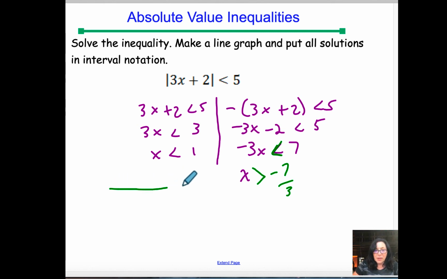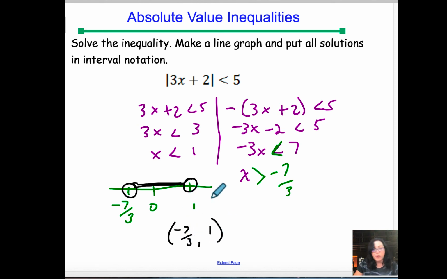So graphing this, I'm going to put this on a number line. I'm going to always start with 0. I've got my 1 here, and here I have my negative 7/3. So this says x is less than 1, which means not including, so it's an open circle, going to the left. X is greater than negative 7/3, so that's going to the right. So these are the values in here that satisfy my equation. I'm going to put that in interval notation, and that's using parentheses, so negative 7/3 all the way to 1, and both of those are parentheses because the brackets would include that.